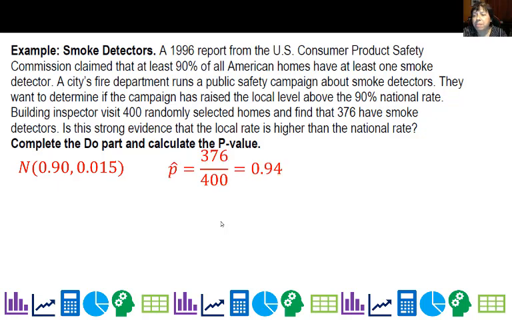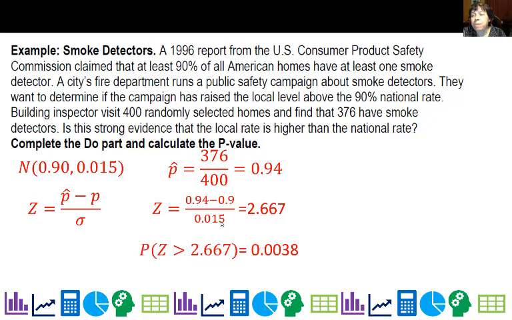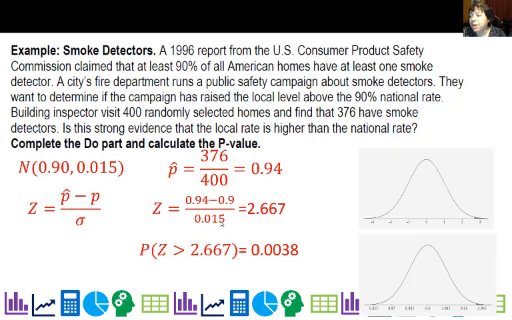So my p-hat is 0.94. And my test statistic is going to be p-hat minus p-naught over the standard deviation. 0.94 minus 0.9 over 0.015, which is 2.667. So I want the probability that it's that much or higher. So 2.667 is the low value on my normal CDF, and infinity is the high value. And if I calculate it, it's a very low value, 0.0038. And you can see here on this top graph, this is in Z-scores. And on this bottom graph, it actually shows the X values.